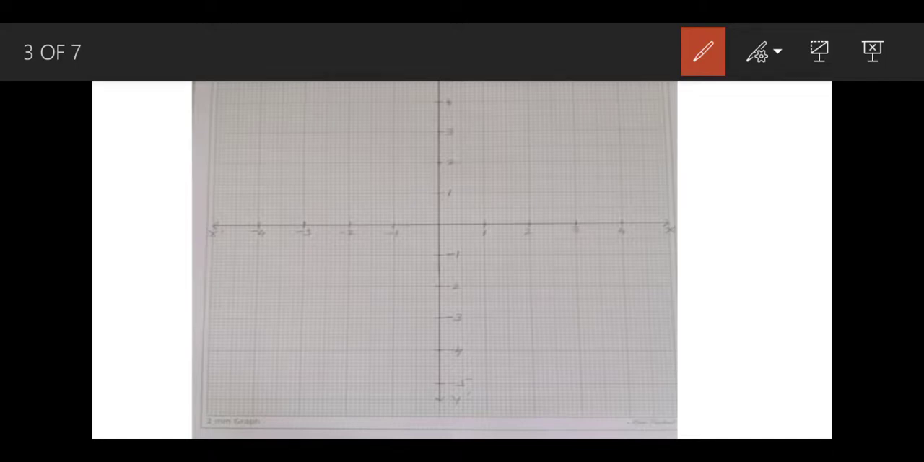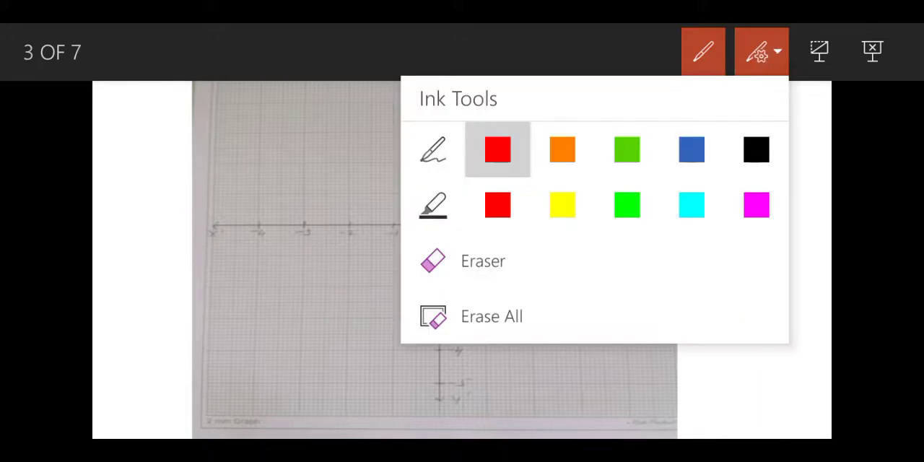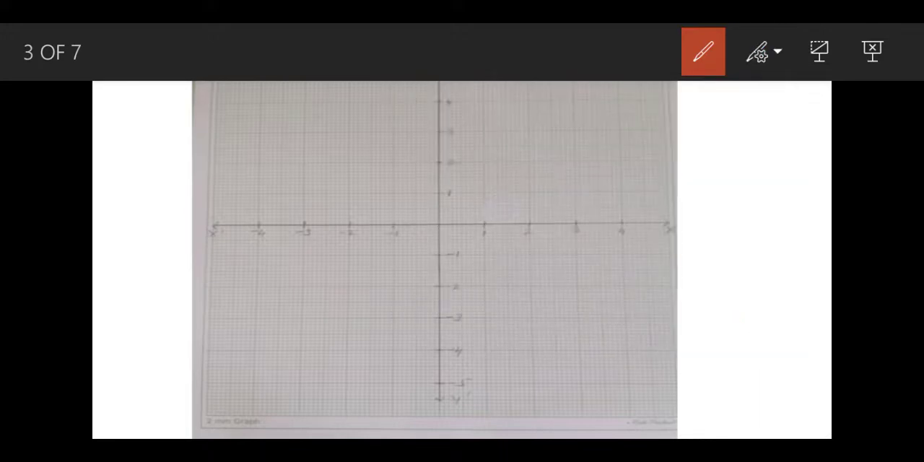As example, suppose there is a point 2 comma 3. Do remember we have to put in a small bracket. Suppose this is 2 comma 3. A point is given, point A. Then here the value of x will be 2 and the value of y will be 3.